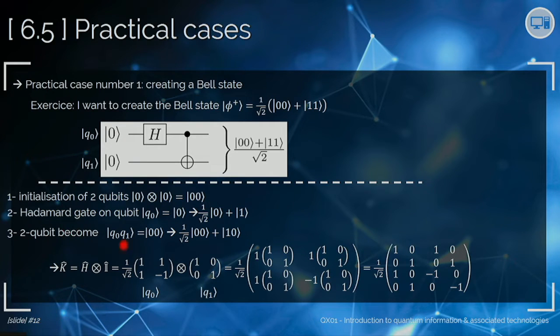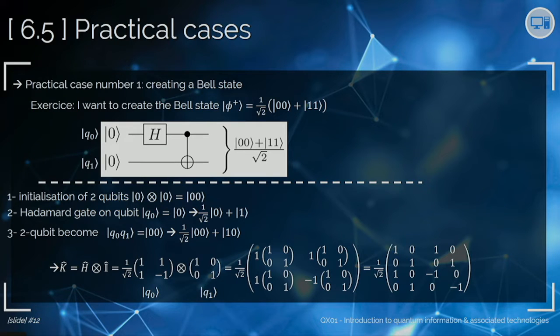Now this 2 qubit state Q0, Q1, 0, 0 is transformed into 1 over square root of 2, (0, 0 plus 1, 0), where you transform the qubit 0 into a superposition of 0 and 1. In terms of operators, what we did is, in essence, a tensor product between the Hadamard gate and the identity gate. The Hadamard gate is applied to qubit Q0, and the identity gate is applied to qubit Q1.